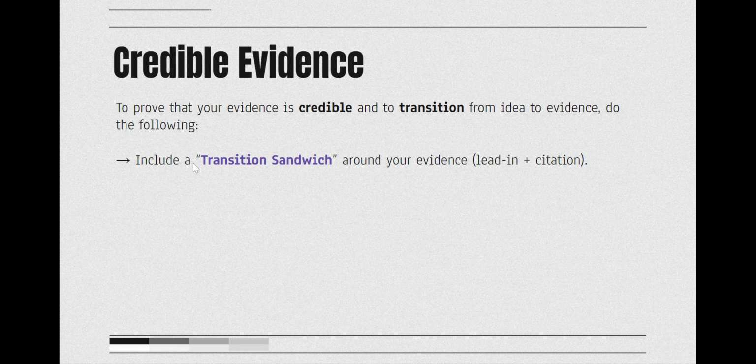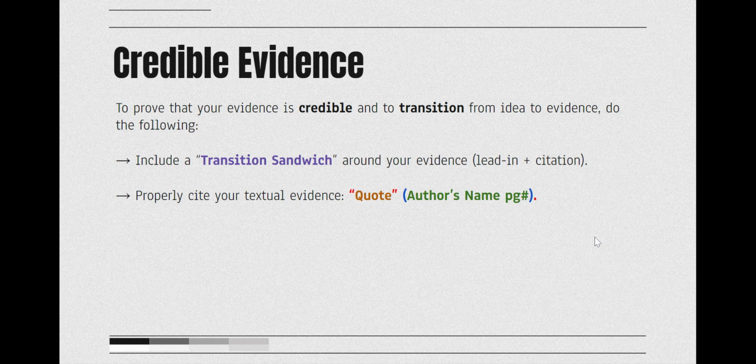You include a transition sandwich around your evidence, which includes a lead in to your evidence and then a citation for it. And then you also want to make sure that you properly cite your evidence. If you do not properly cite your evidence, that can be considered plagiarism. So take a look at the MLA format here. I have it all color-coded for you, and we'll take a look at an example in a second.